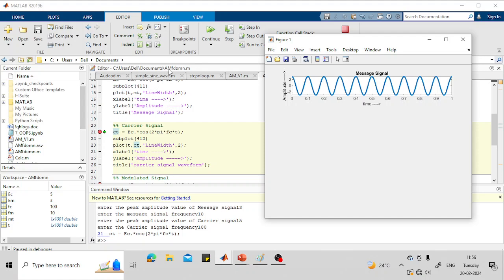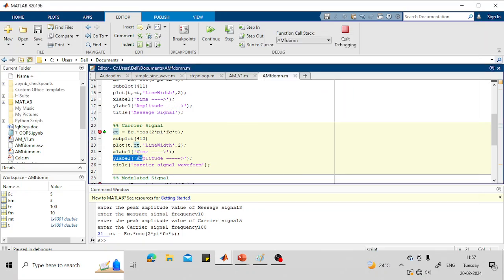Now I will run the code once again. You can see I will continue the code, because up to here the message is plotted. You can observe here the message is plotted, correct? Now I would like to go for the rest of the code. So what we have to do is continue the code, so that the carrier signal will be observed. Fine. Let us observe.